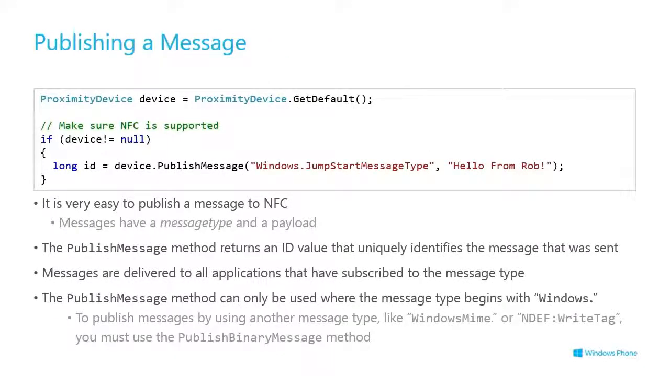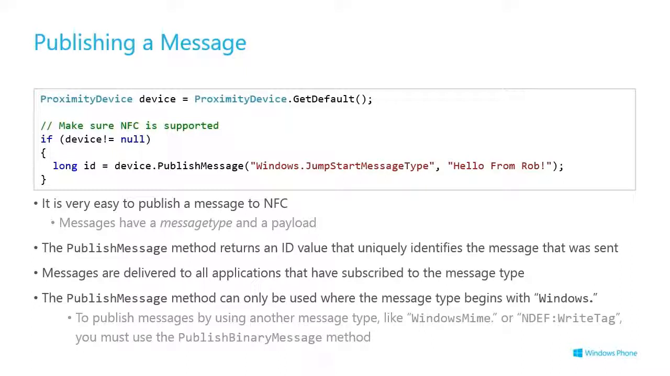So the first one, exchanging data. First of all, one side is going to be a message publisher. The API we're working with is the proximity device. You first call the get default method. That will return null if you haven't got NFC support on the device. But if you have got NFC support, you'll get an object back, and you can call the publish message method on that.